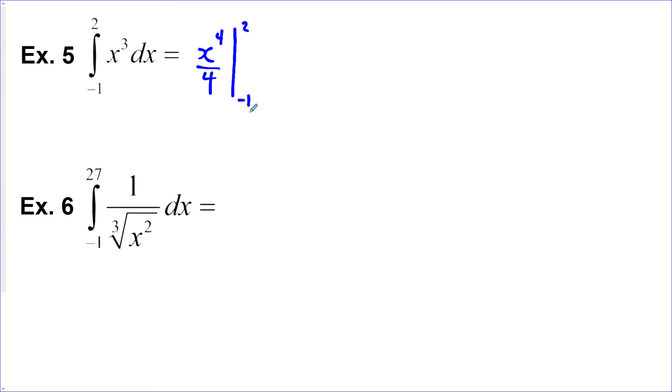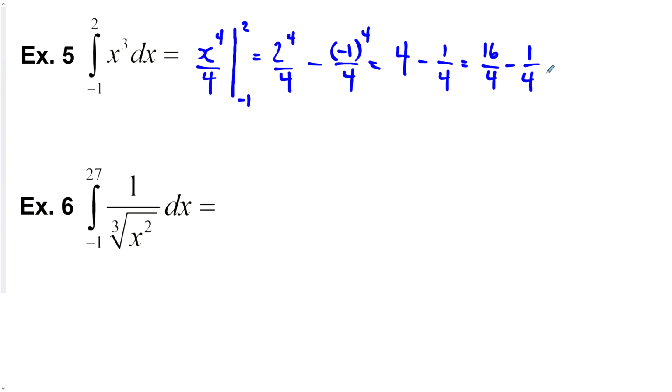evaluated at negative 1. So first I put in the 2 and then minus negative 1. And then I just work that out. So 2 to the power of 4 is 16, divided by 4 is 4 again. And negative 1 to the power of 4 gives me positive 1. Just 4 minus a quarter. And then we'll rewrite this so we have a common denominator. 16 over 4 minus 1 over 4 is equal to 15 over 4.